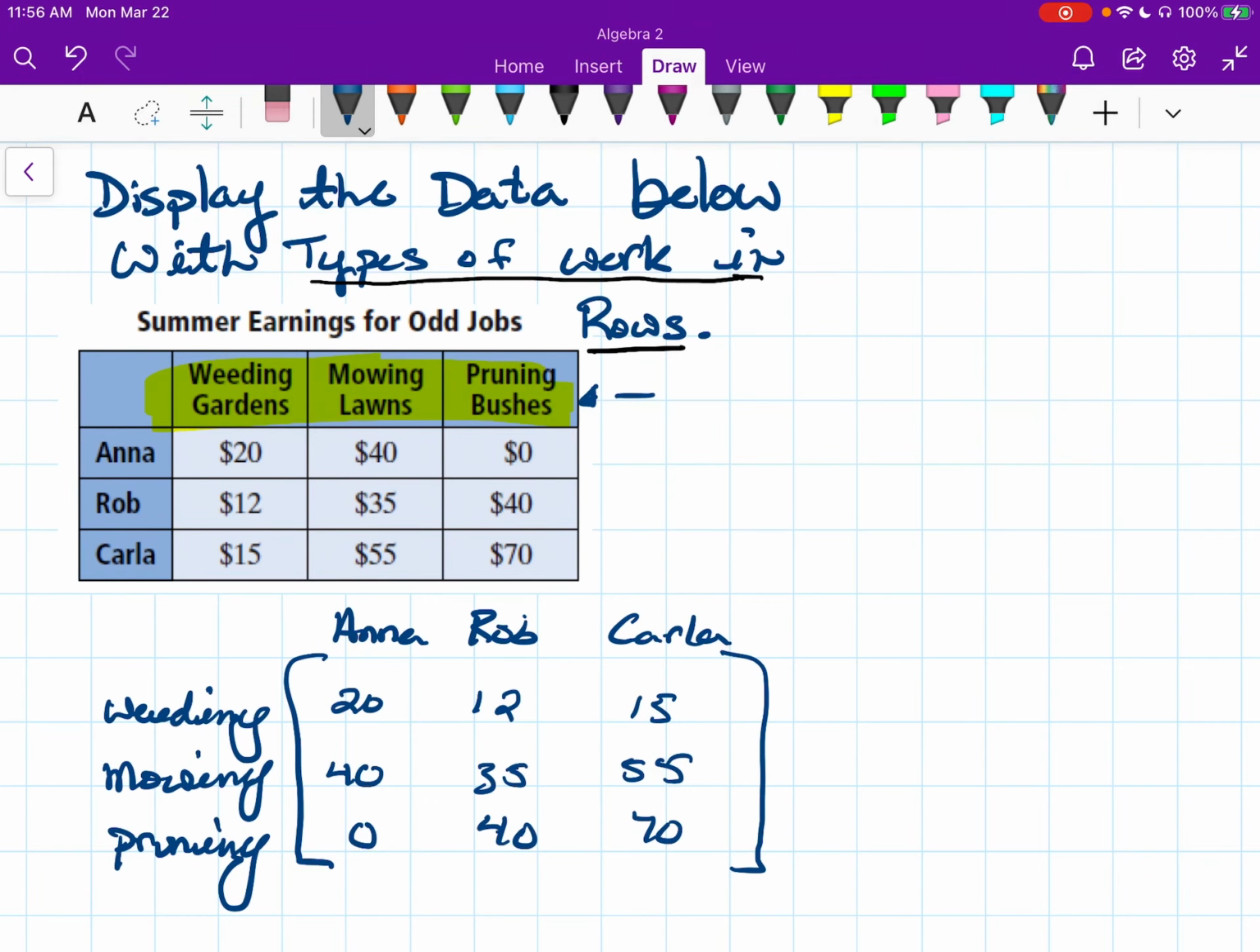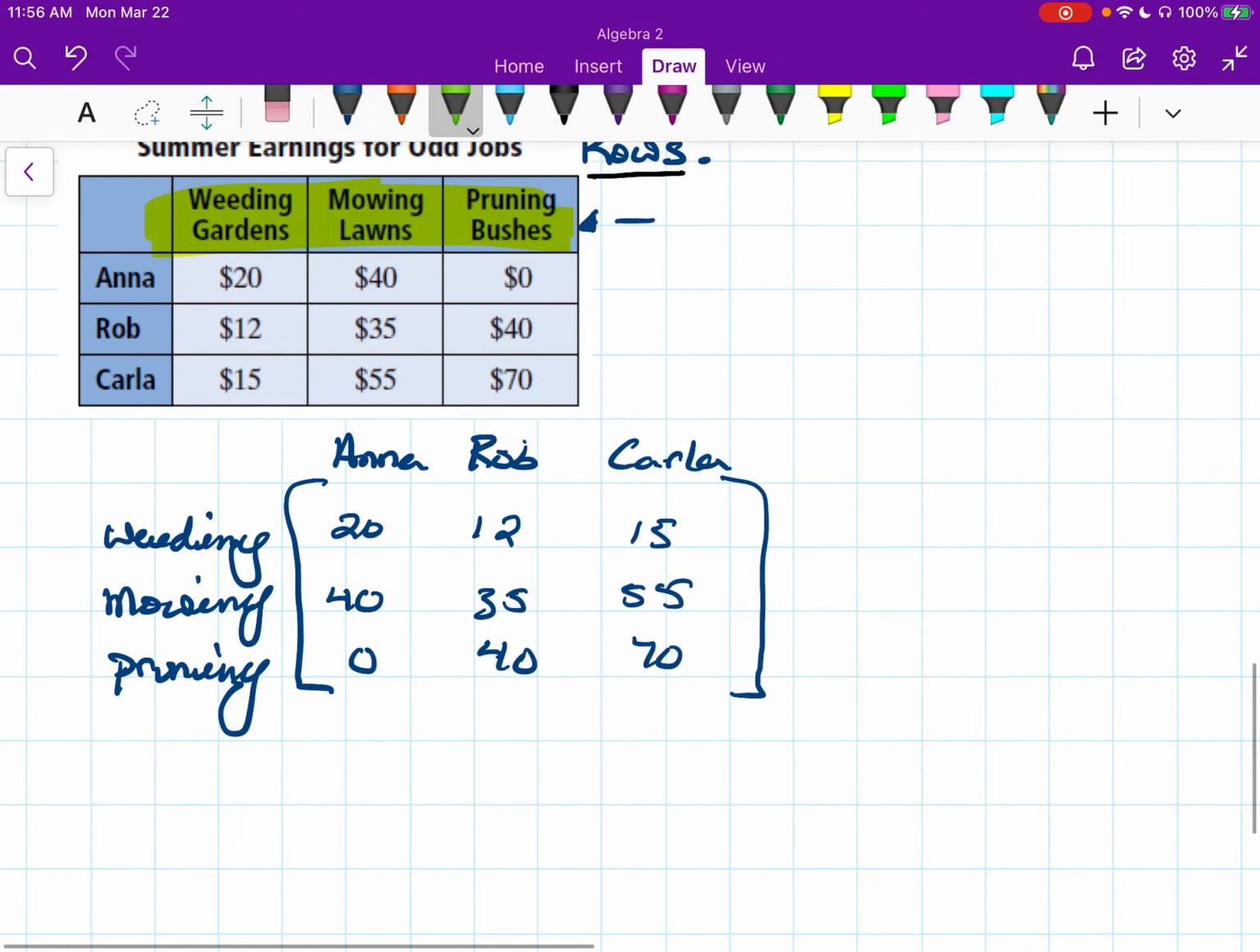And just a reminder, this here is a 3 by 3 matrix, right? Because it has 3 in both sides. You could also think of it as a square matrix.